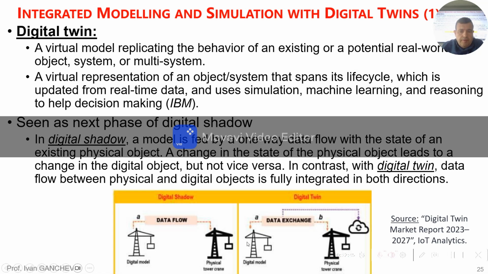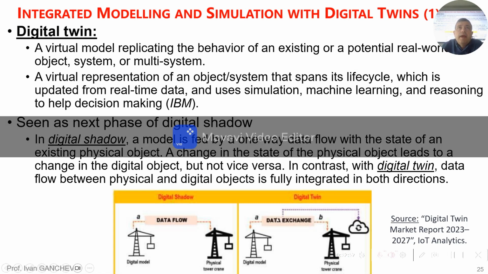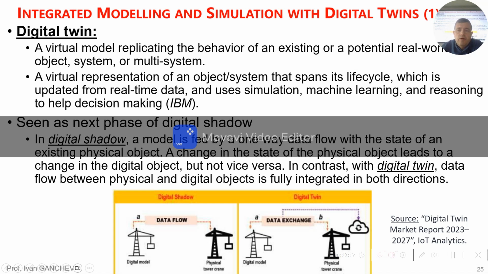This is seen as the next phase of the digital shadow, as you can see here, where we built a digital model of a physical object or a system, but the data flow is one way, only from the physical object to the digital one, where in the digital twin, it is a two-way communication. The flow of data is in both directions, which allows to improve the model in real time based on the behavior of the physical object or system, and also vice versa to improve the operation, the functionality of the physical entity based on the insights gathered from the digital modeling.